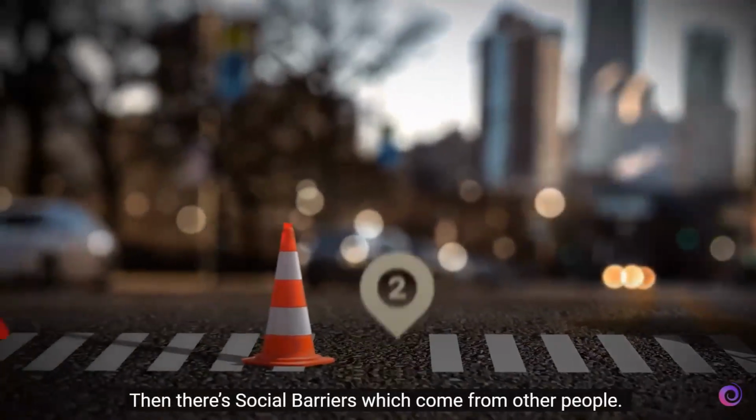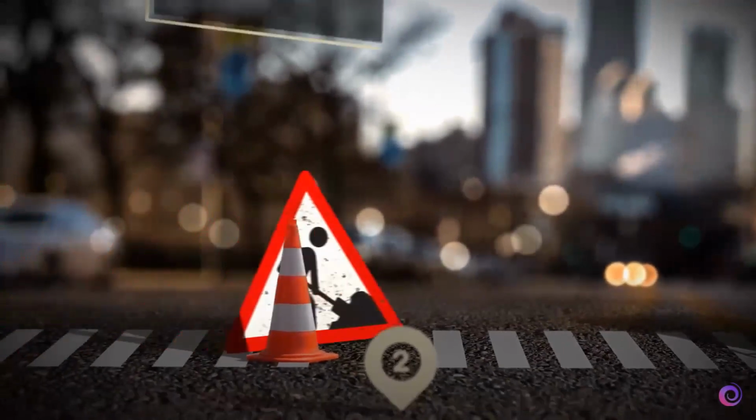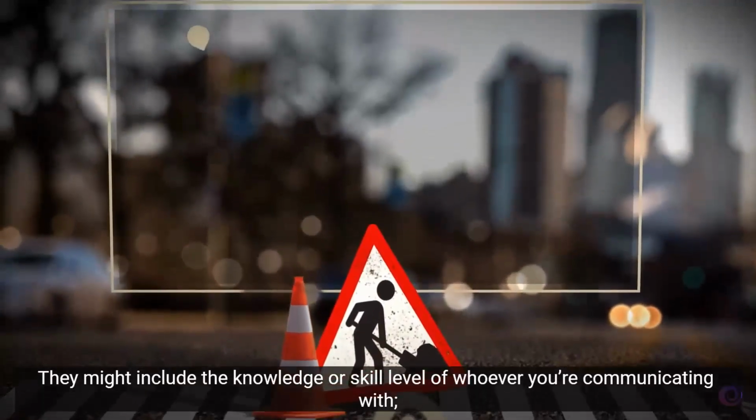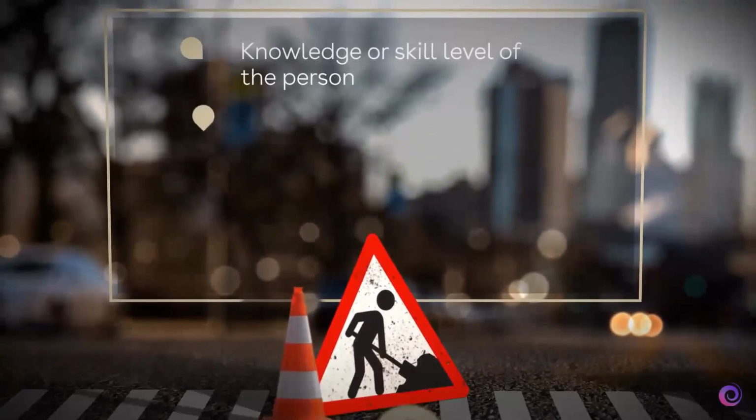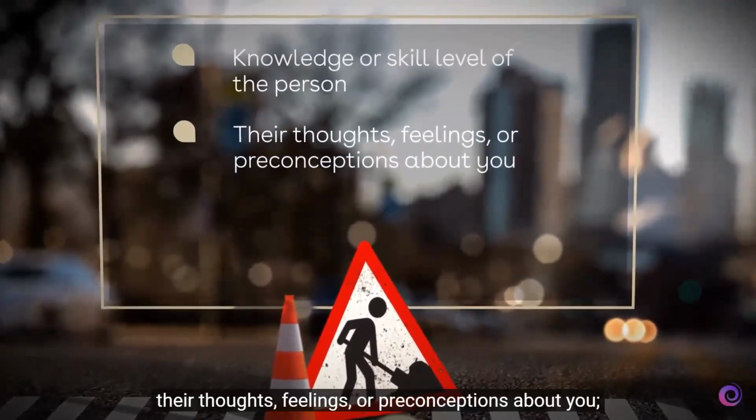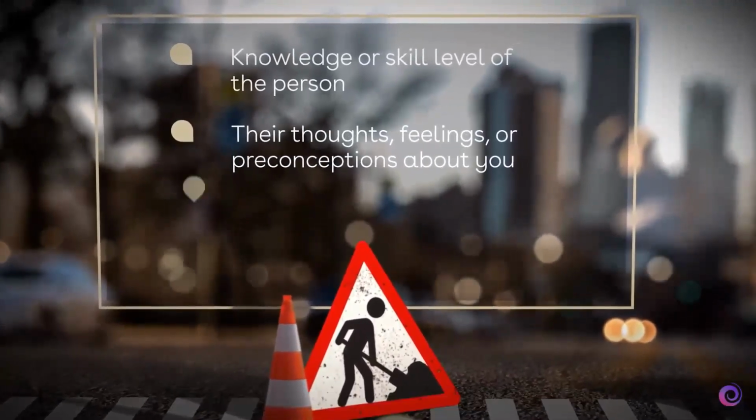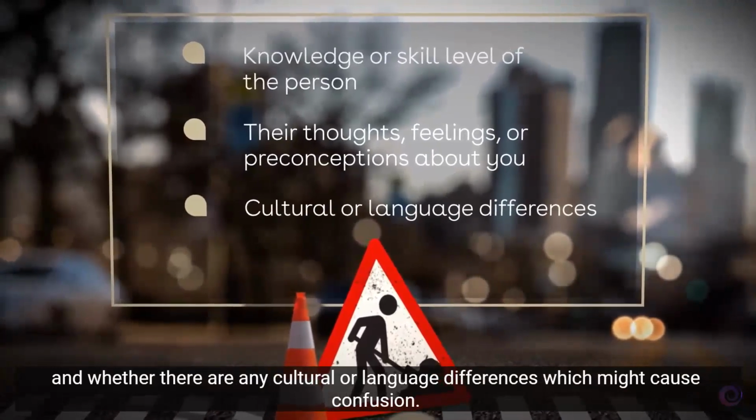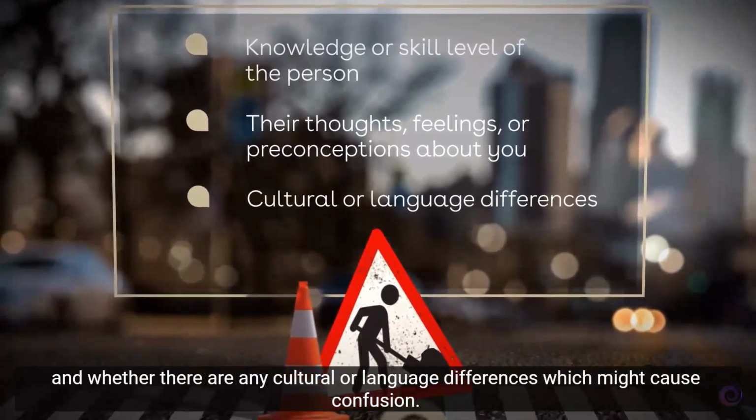Then there's social barriers, which come from other people. They might include the knowledge or skill level of whomever you're communicating with, their thoughts, feelings, or preconceptions about you, and whether there are any cultural or language differences which might cause confusion.